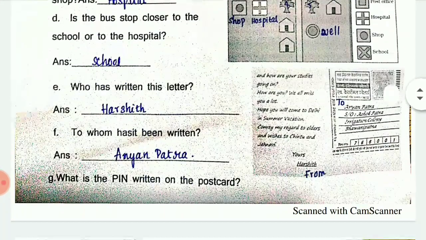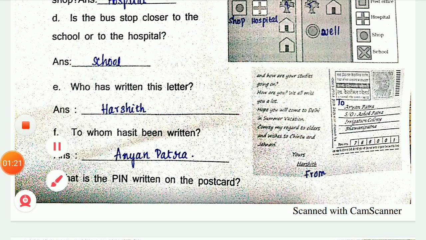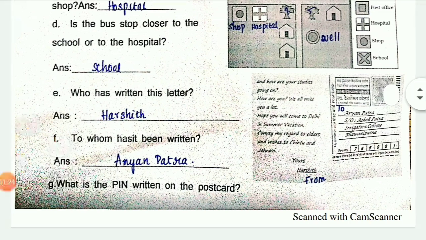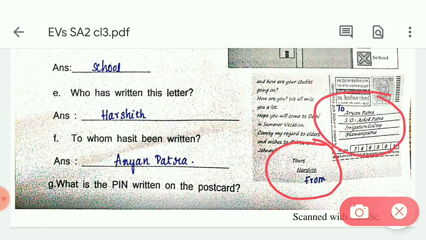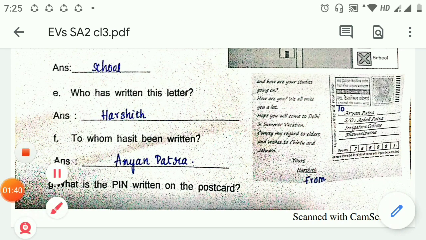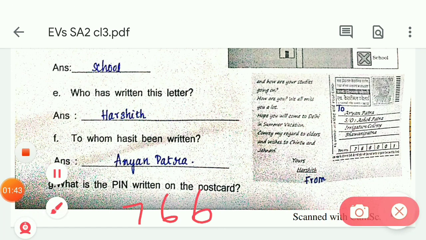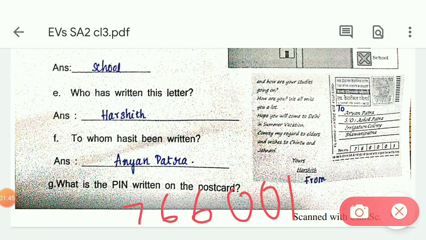Next, who has written this letter? They have given one letter, and you have to find from and to. See, this letter is written by Harshit and to Aryan Patra. So from, to. What is the pin written on the postcard? So the pin is 766001. That is the pin written on the postcard. If they ask what is PIN, you have to write Postal Index Number.